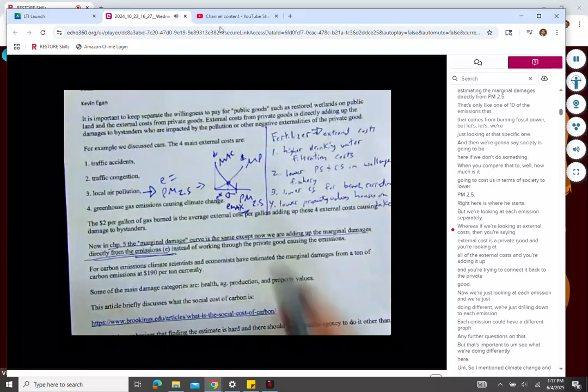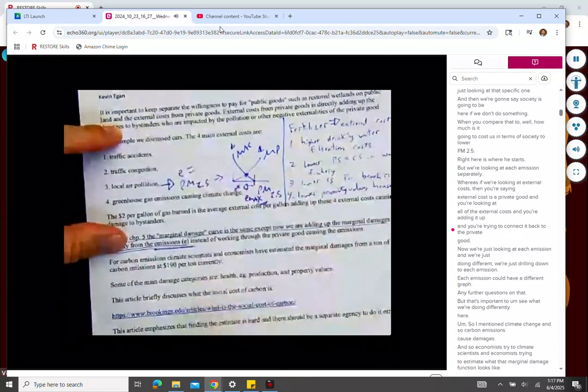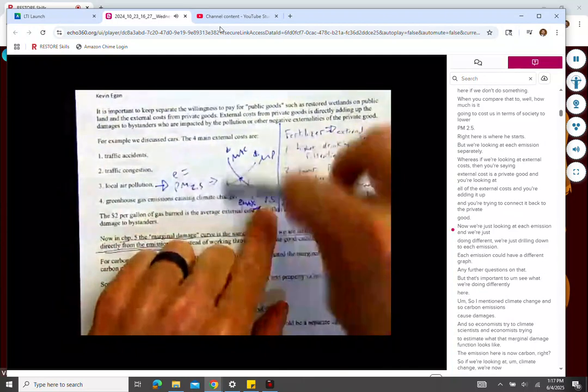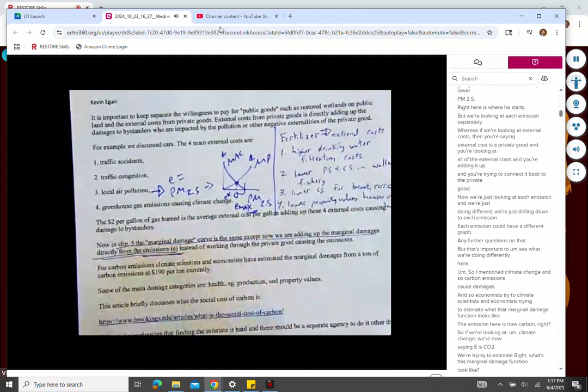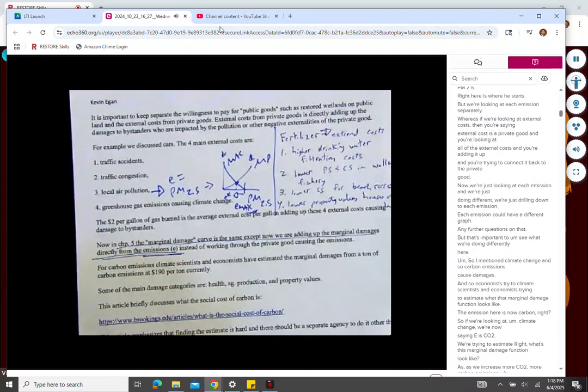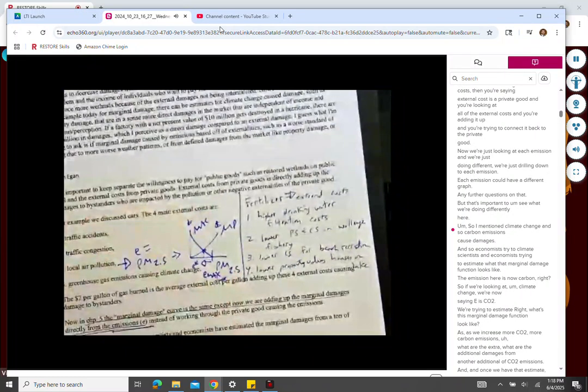Whereas if you're looking at external cost, then you're saying external cost is from a private good, and you're looking at all of the external costs, adding them up, and trying to connect it back to the private good. Now we're just drilling down to each emission. Each emission could have a different graph. So, further questions on that? That's important to see what we're doing differently here.